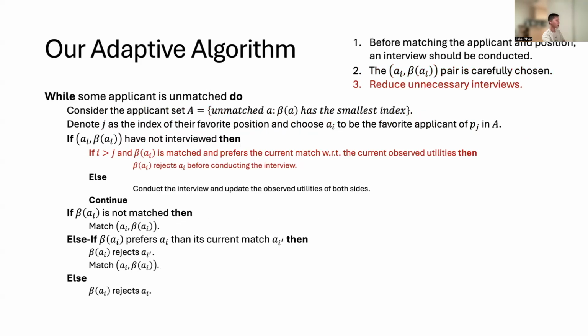And the way we're going to reduce unnecessary interviews is that before actually conducting the interview, let's look at the current applicant and position. Suppose that the position has already been matched to some applicant A sub I prime, and also it prefers A sub I prime to A sub I with respect to the current observed utilities. Note that the observed utility with respect to A sub I prime is the post-interview utility, and the observed utility with respect to A sub I is the pre-interview utility. In this case, we can reject A sub I before conducting the interview.